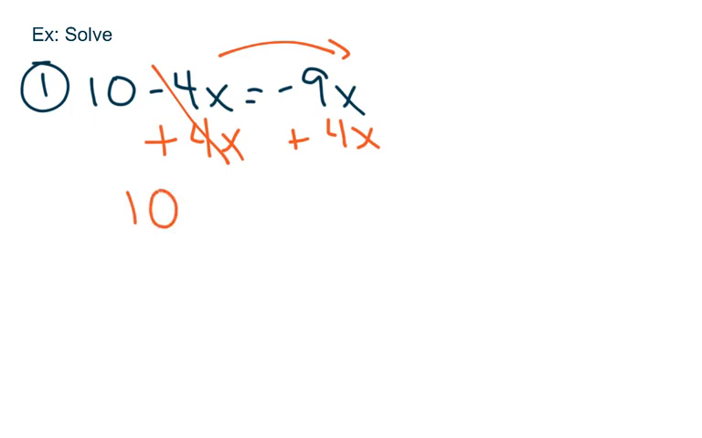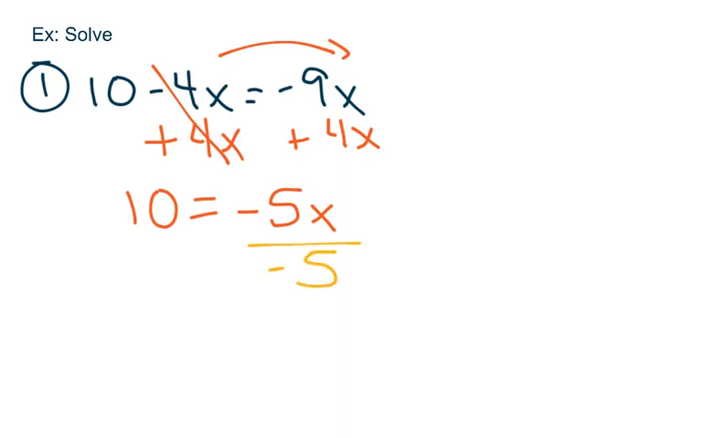On the left-hand side, I'm just left with 10. Negative 9x plus 4x on the right-hand side: if I owe $9, I give 4 back, I'm still down 5. So 10 equals negative 5x. And now we're at a one-step equation. This shouldn't take much more than about 5 seconds to finish.